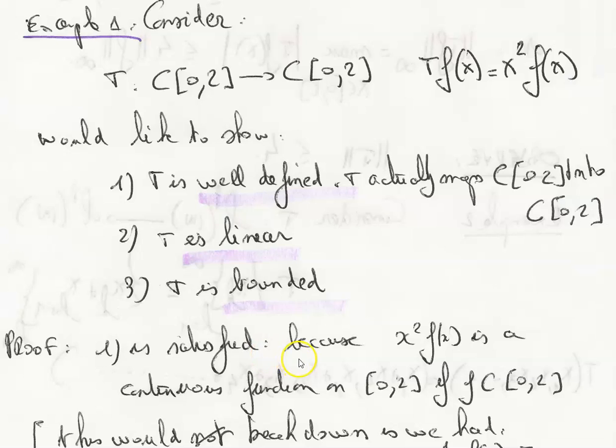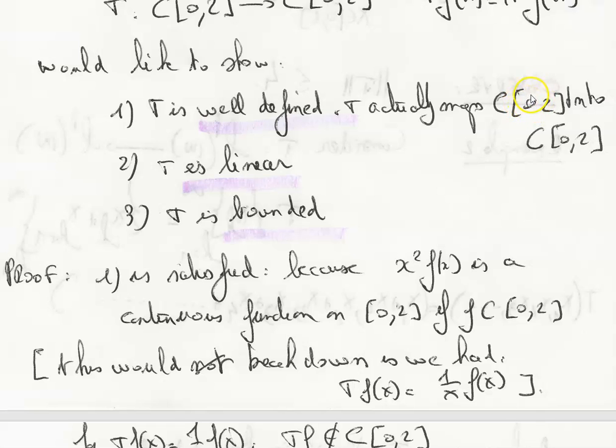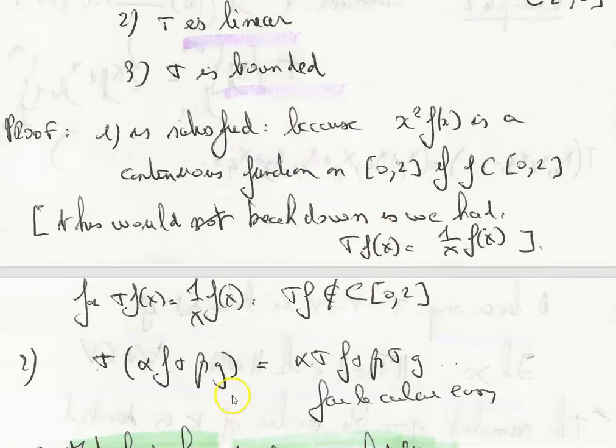So the first is satisfied. Why? Because x at the power of 2 times f of x is a continuous function on the segment 0, 2, and it goes to the segment 0, 2. It's a continuous function as a product of continuous functions. F is continuous, x squared is continuous. This would break down if we had, for example, Tf of x equal to 1 over x times f of x, because this is not defined in 0. Here 0 is included in the segment. You see that, I hope so. So for Tf of x equal to 1 over x f of x, Tf does not belong to the continuous functions on the segment 0, 2.